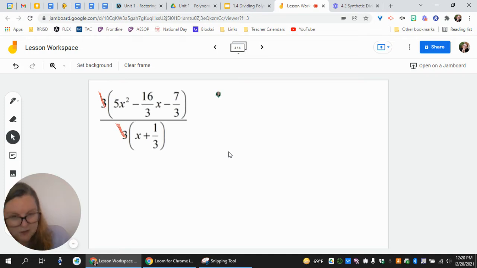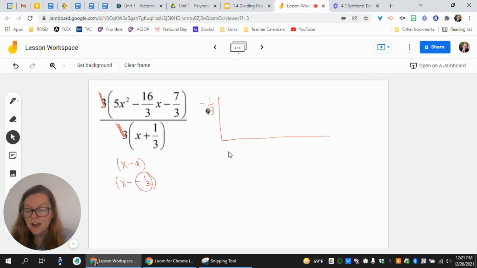So I'm going to do my little L here. First, I need to find my A value. Remember, A comes from x minus A. So up here, this is really x minus negative 1/3. So here, my A value is going to be negative 1/3. It's okay, guys. Fractions are friends, not foes.